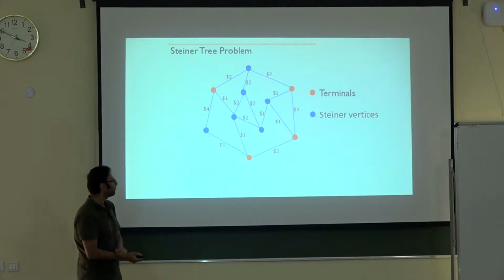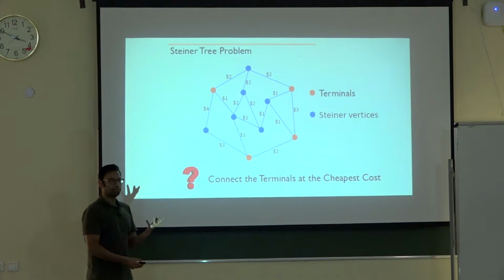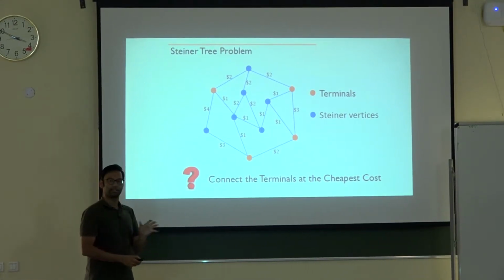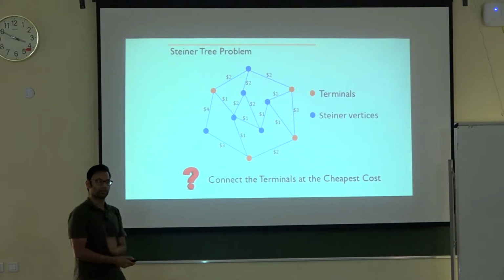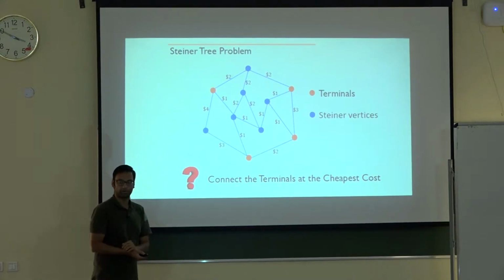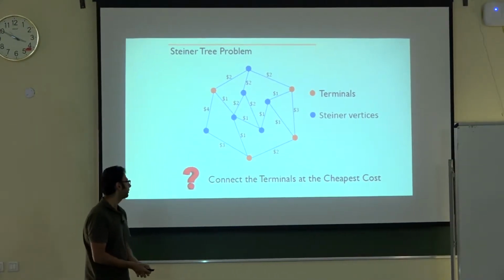They are non-terminals. Okay? And the task for me is to find a subgraph out of this graph, which keeps these orange vertices connected with each other, okay, at the cheapest possible cost. So that's the basic Steiner tree problem. It's a very classical problem in combinatorial optimization. Many of you might be already familiar with the problem.